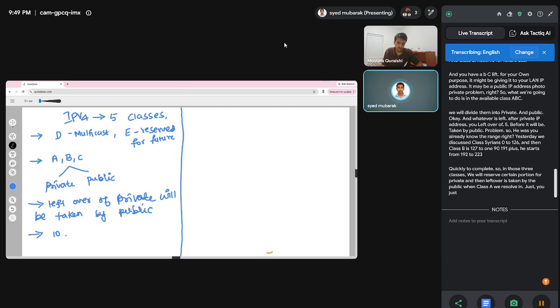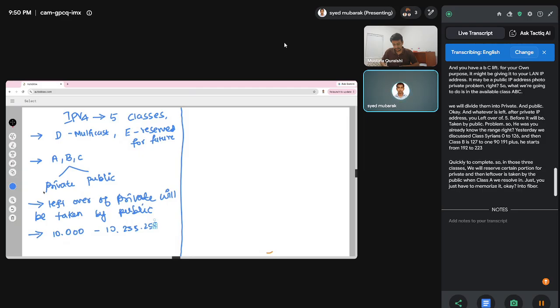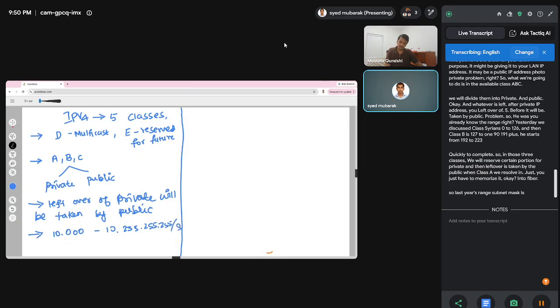You just have to memorize it. 10.0.0.0 to 10.255.255.255. So class A's private range subnet mask is /8, correct?